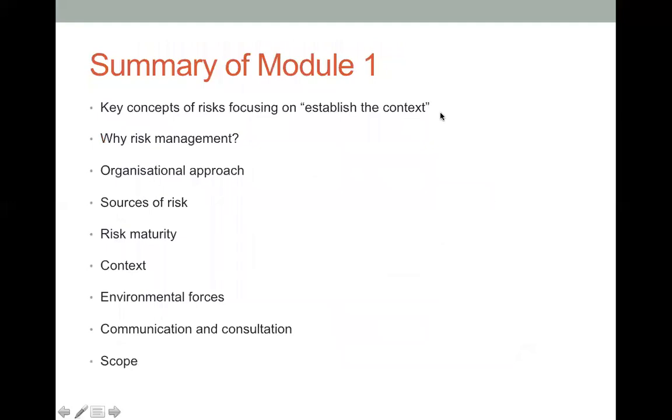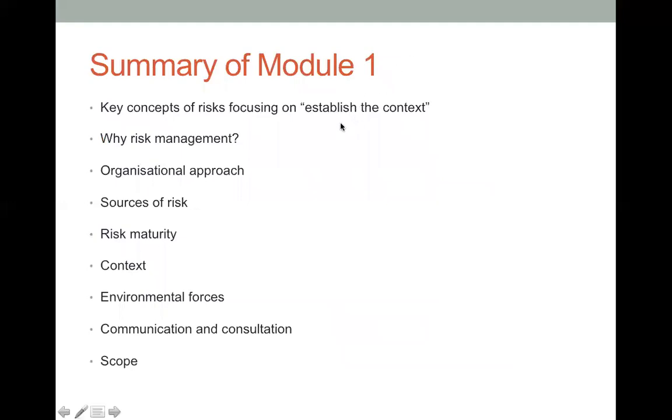All right, now let's summarize a little bit about module one. In module one, we discussed the key concepts of risk. We discussed what we mean by risks. We also discussed establishing the context.